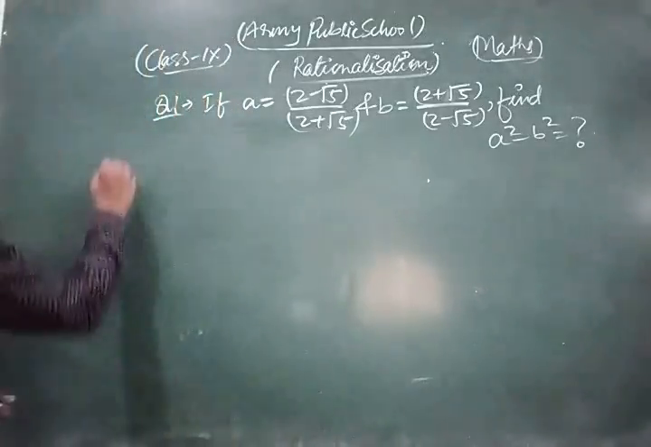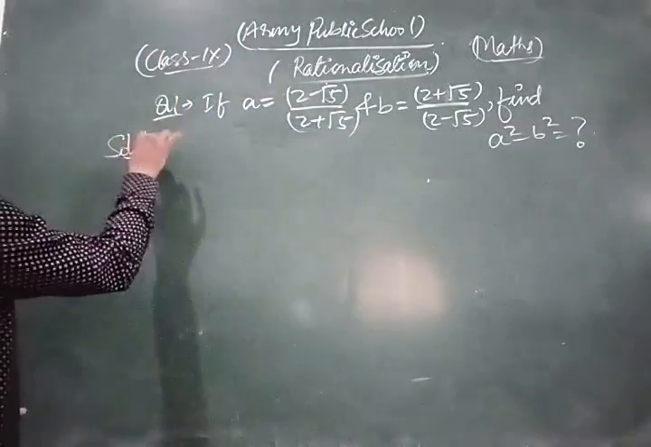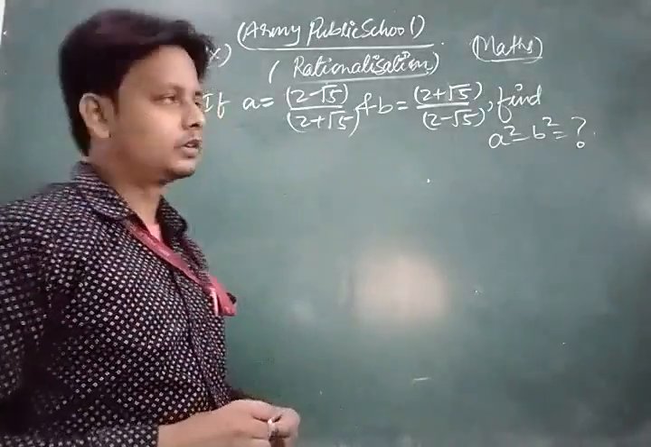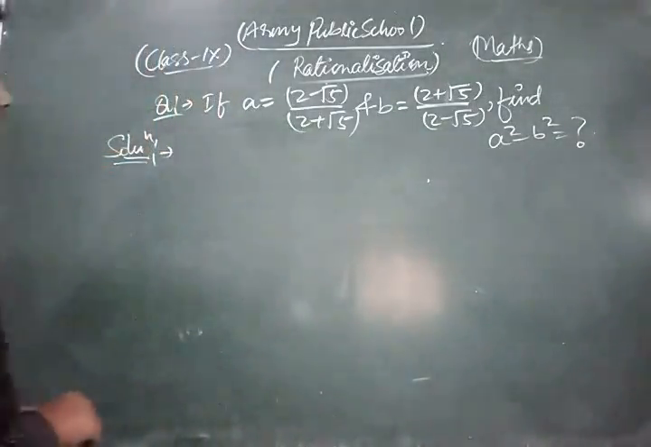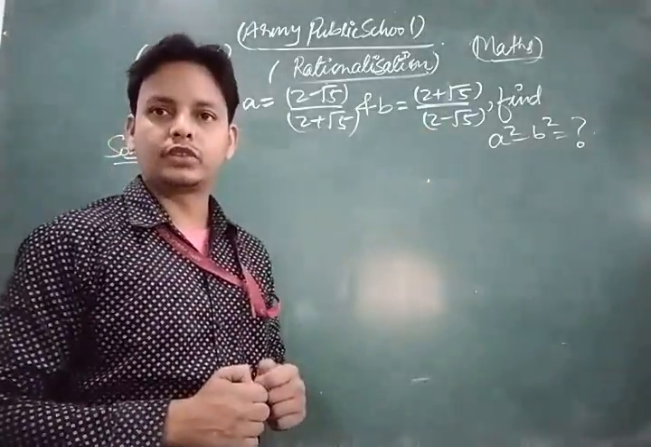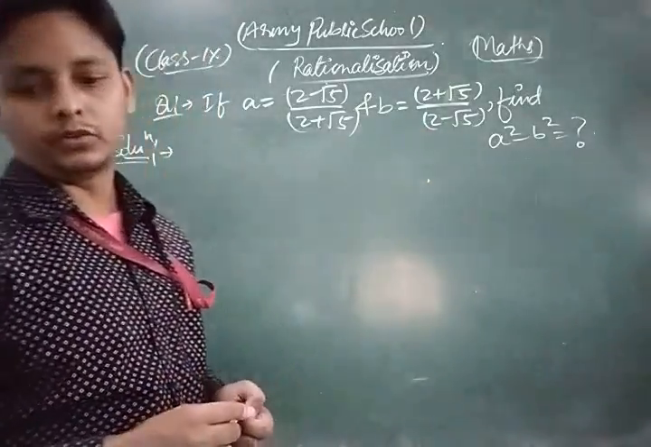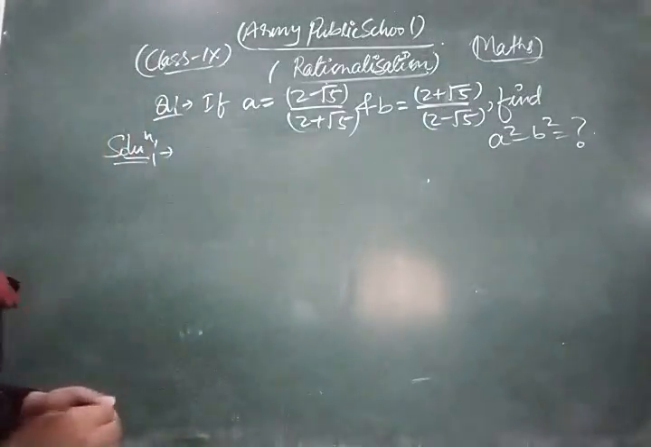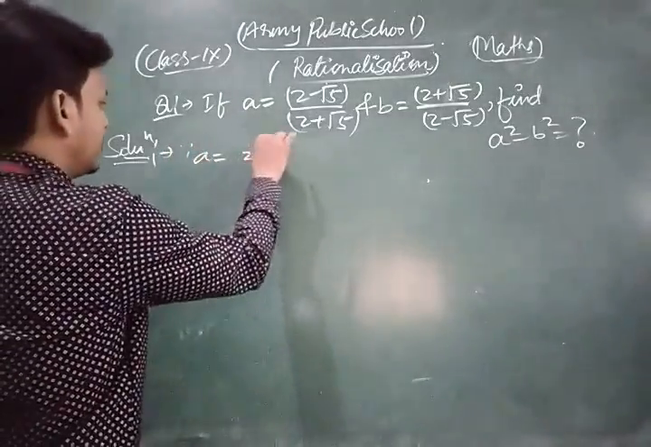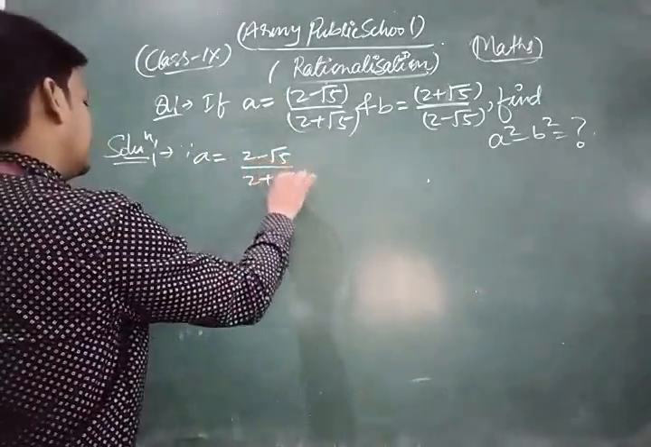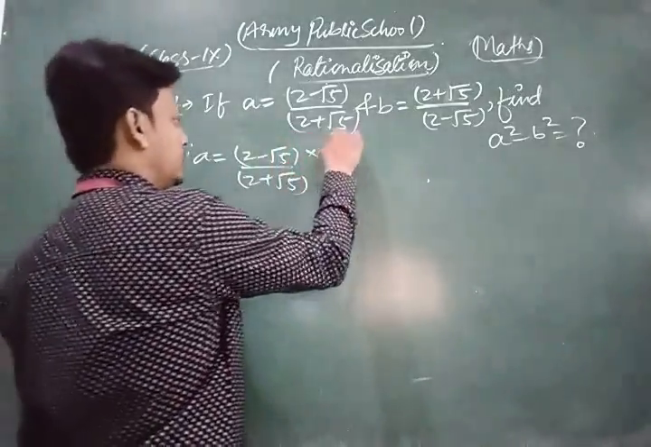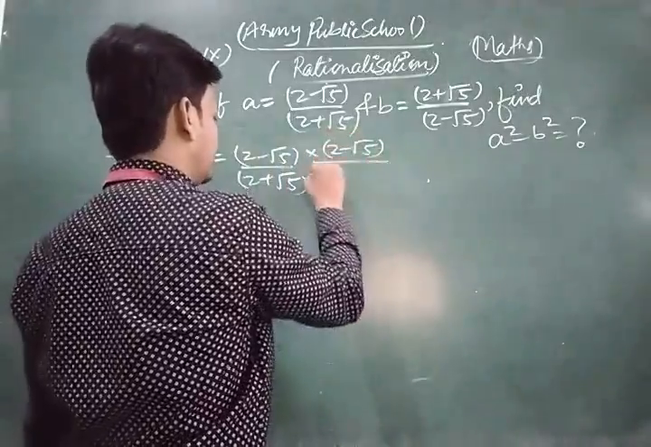Now let's see its solution. Dear student, in this kind of question, to find the value of a square minus b square, first of all we do their rationalizations one by one. Since a is equal to 2 minus root 5 upon 2 plus root 5, we must multiply both the numerator and denominator by the conjugate of the denominator, that is 2 minus root 5.